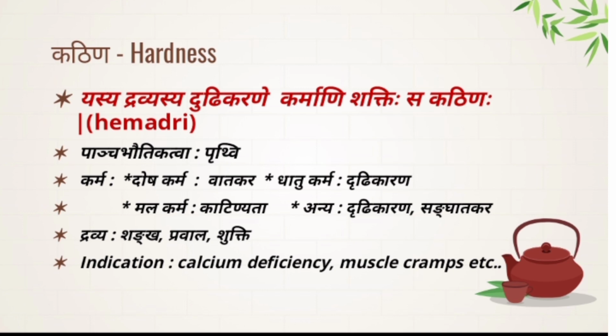Anya is like drudhikarana and sanghatakara, it will upachaya, does the well built of a body. And dravyas like shanka, pravala and shukti, where we will indicate in a calcium deficiency and muscle cramps. If a person is having a calcium deficiency, then muscle cramps will be there. And if somebody is having balancing disorders, where age old persons can't balance their own body, then we need to prescribe these kind of shanka, pravala, shukti dravyas.